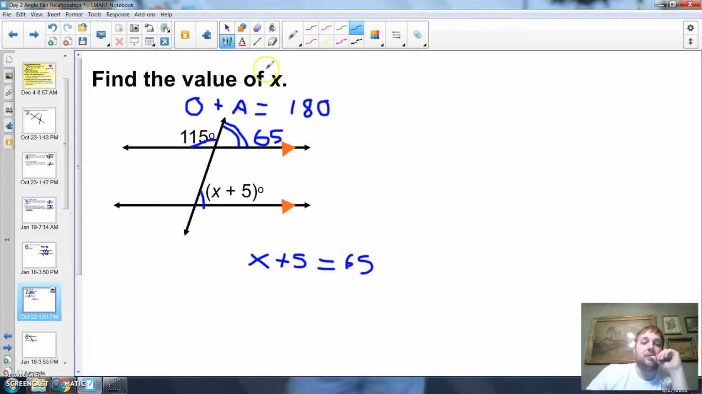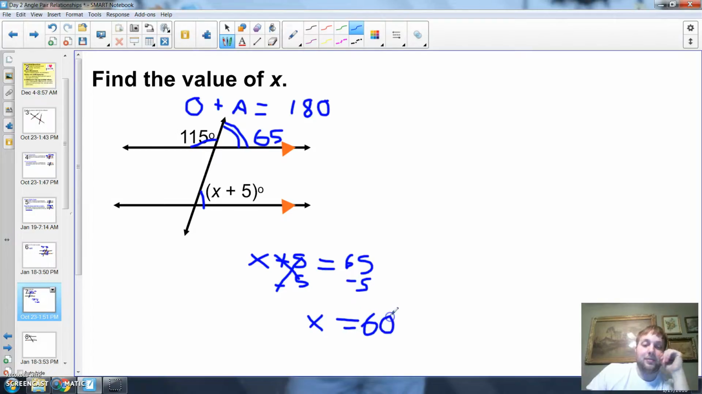Because it says up here, find the value of x. It doesn't say find the value of the acute angle. It says find the value of x. So I'm going to minus 5 here. And I believe x is 60.